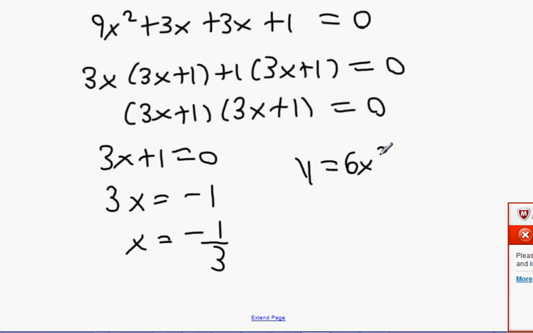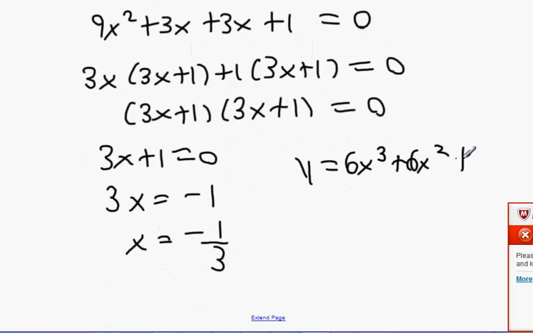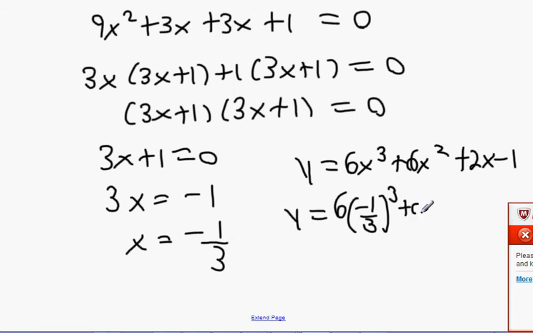y equals 6x cubed plus 6x squared. What's the other part? Plus 2x minus 1. Replace all x's with minus a third. And if somebody is quick enough to do that on the calculator for me, I'd really like to know what that point is.